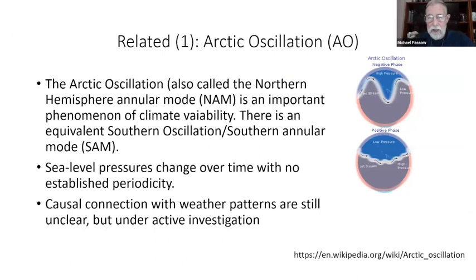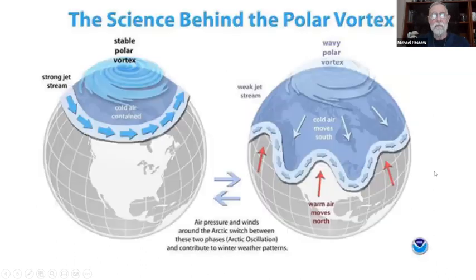Related to the Arctic amplification are a couple of other phenomena. One is called the Arctic oscillation, also called the Northern Hemisphere Annular Mode, or NAM. And there's an equivalent Southern Oscillation, or Southern Annular Mode, SAM. These involve changes in sea level pressure over time, but there's no established periodicity. There seems to be some connection with weather patterns caused by the Arctic oscillation, but exactly what these are is still unclear and under active investigation.